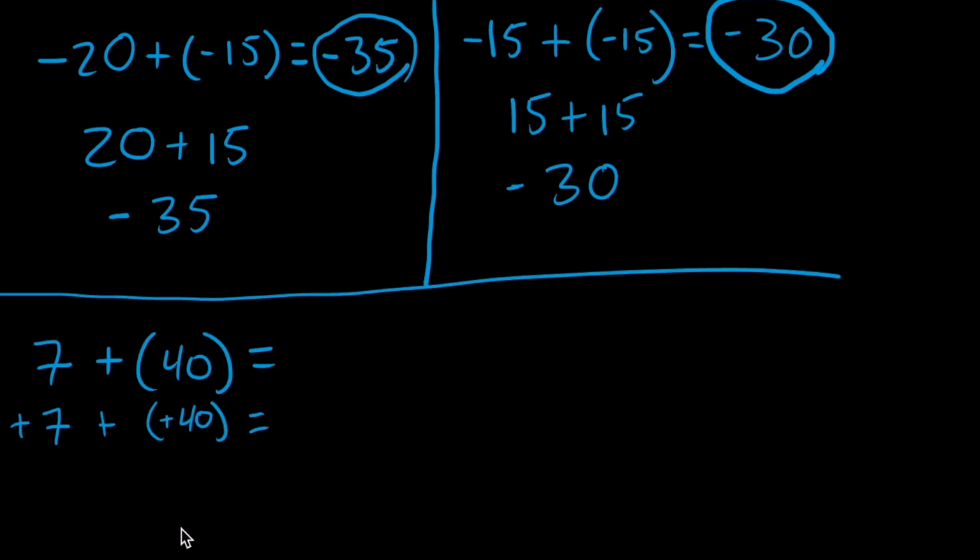And they both have the same sign, which are the positives. And they want us to add both of those numbers. So the rule states if you're adding two numbers and they have the same sign, you add and keep the same sign. So 40 plus 7, that gives you 47. And we keep the same sign, which is positive 47.